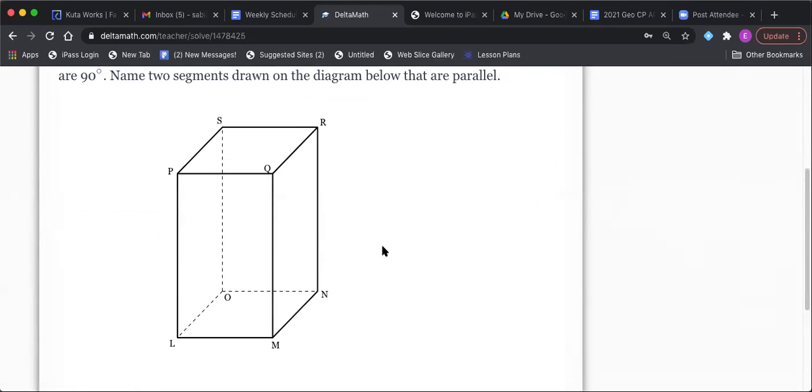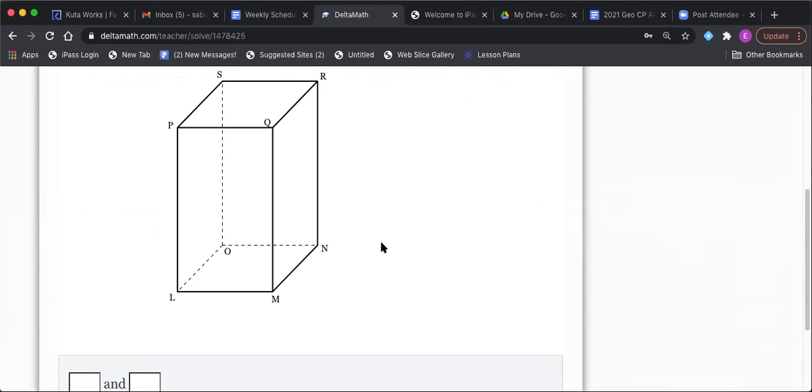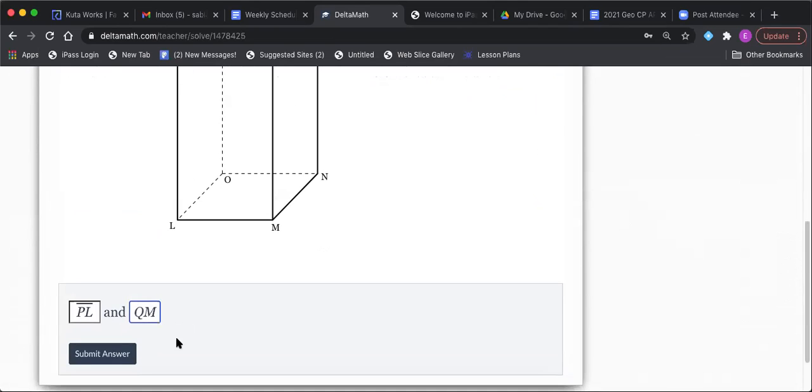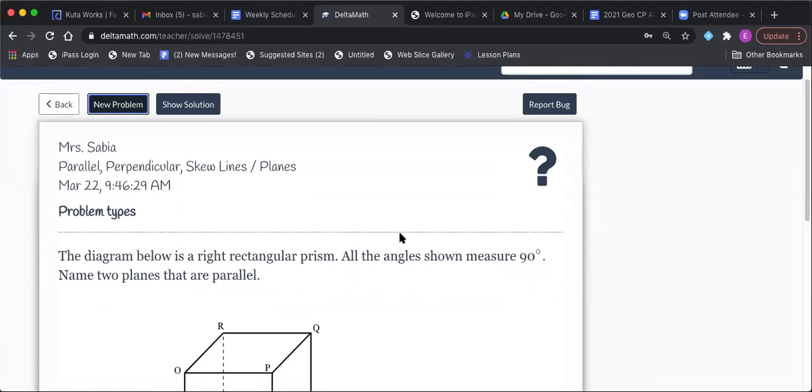All right. So here they want name two segments drawn on the diagram that are parallel. Okay, so you get to pick any two that you want. Tom, can you give me two parallel segments here? PL and QM. Yes, PL and QM. Those would work. Lovely. All right, let's see what else we got.